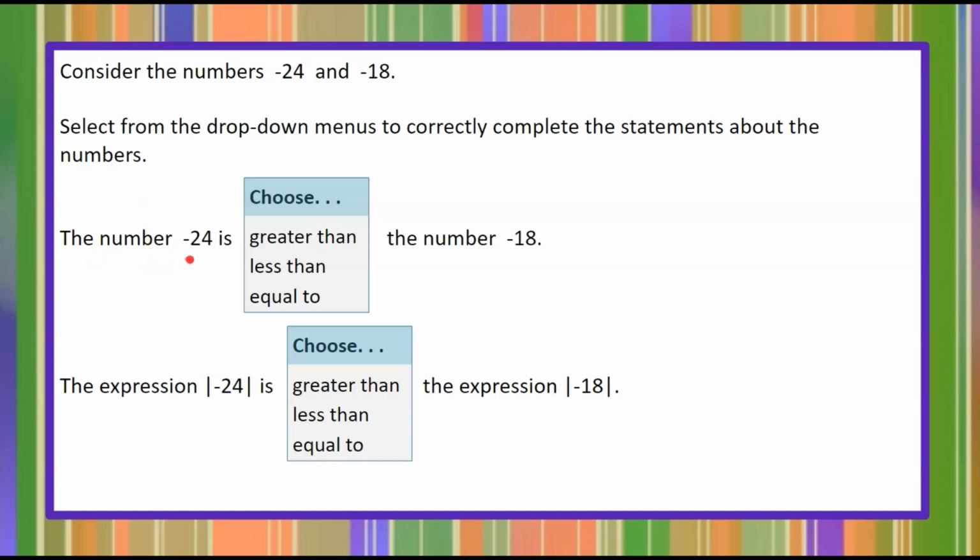So the number -24 is, and we're going to choose one of the three, greater than, less than, or equal to the number -18. And the second is the expression absolute value of -24 is greater than, less than, or equal to the expression absolute value of -18.